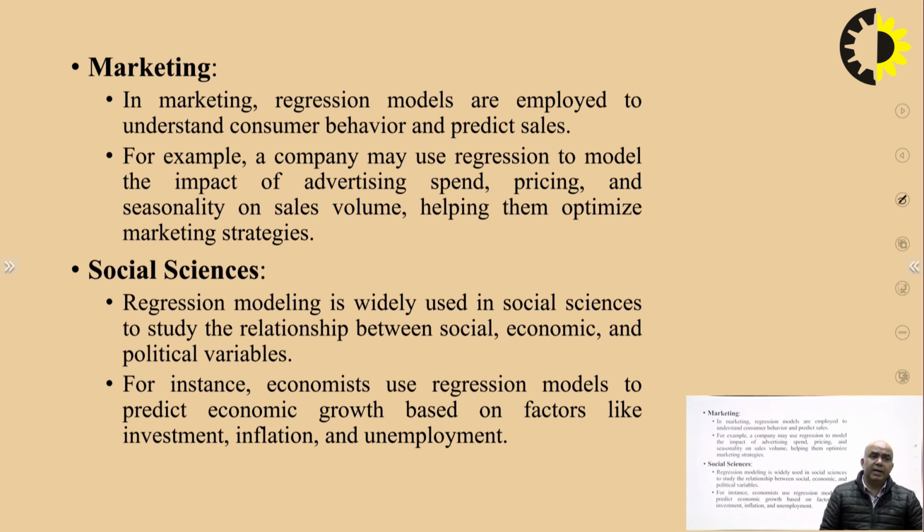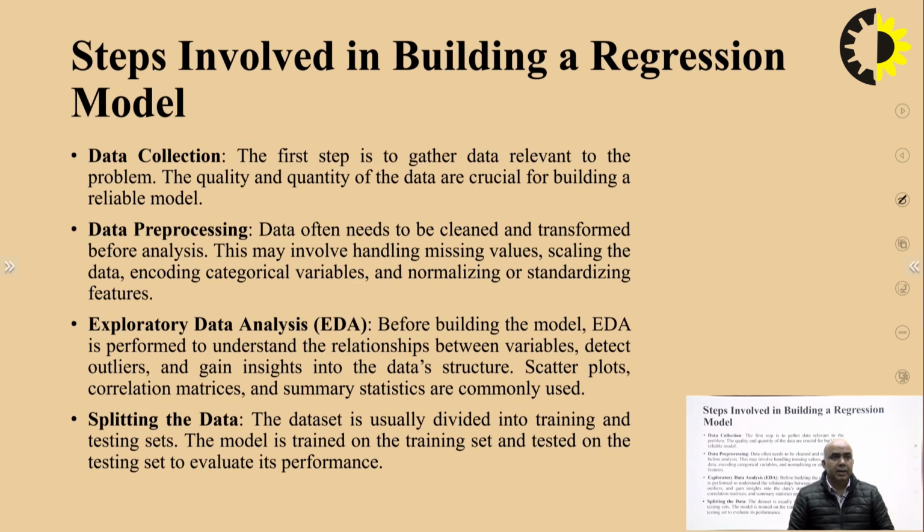Regression modeling is widely used in social science to study the relationship between social, economic, and political variables. For instance, economists use regression modeling to predict economic growth based on factors like investment, inflation, or unemployment.